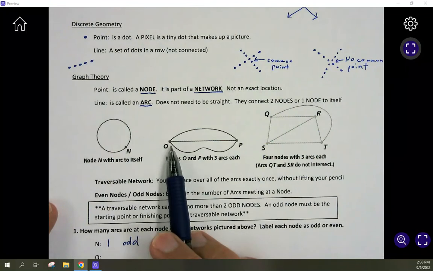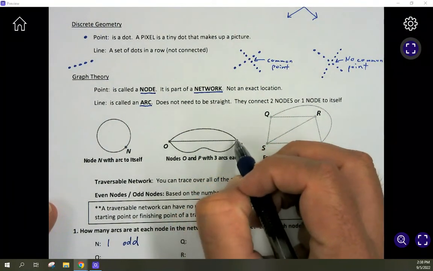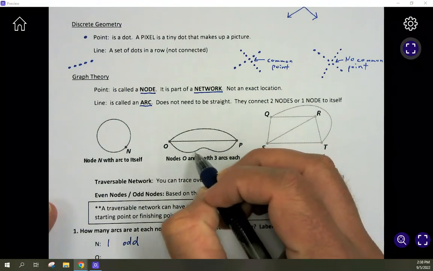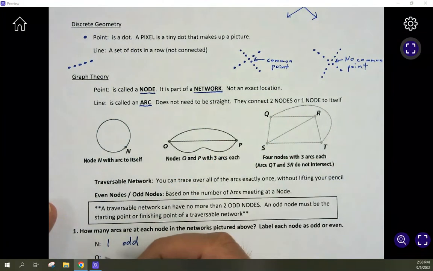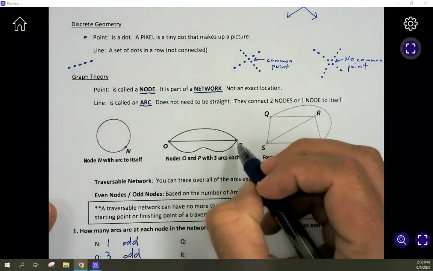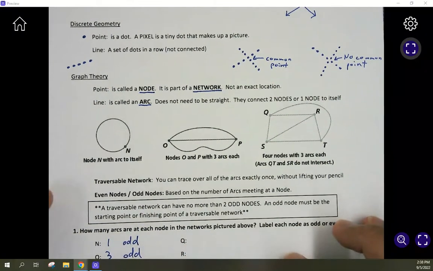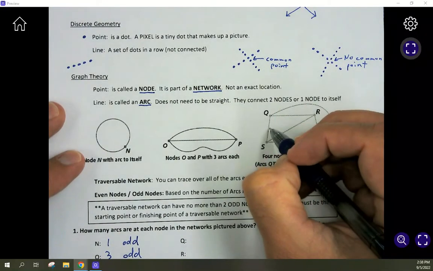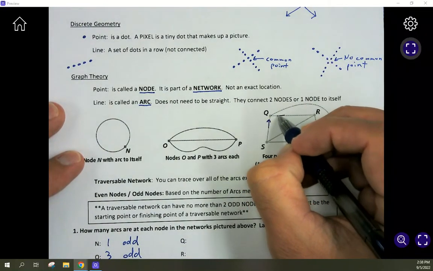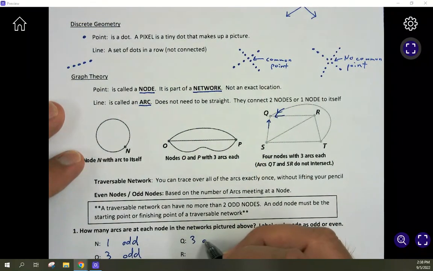So when we look at O, I've got this arc that meets at node O, I've got this arc that meets there, and I've got this arc that meets there. So O has 3, so it's odd. And P has the same 3 arcs that connect to it as well. So that has 3. So that's odd. Here's Q. It's got this one, and this one. So Q has 3, and that's odd.